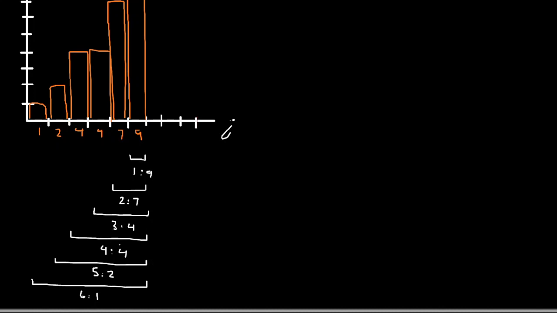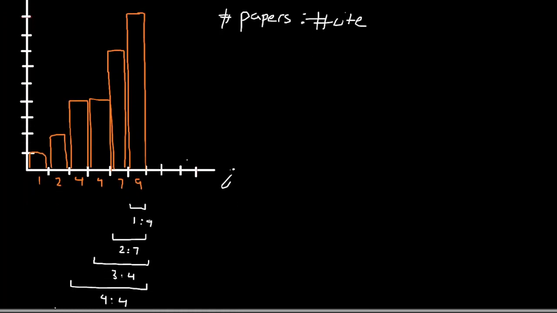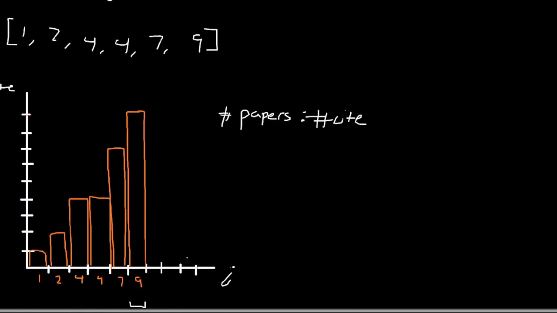Okay, now from here we can probably already see that our H value is going to be equal to 4, as our H value is going to be the maximum value that satisfies the statement: H number of papers with at least H number of citations. And right here we have 4 papers and 4 citations. And that's how we get our H value in this case.